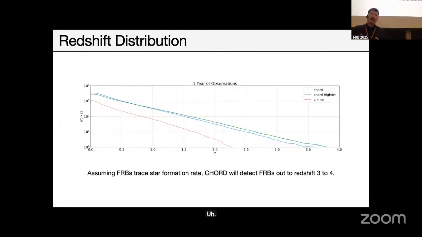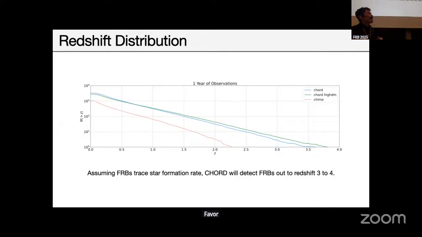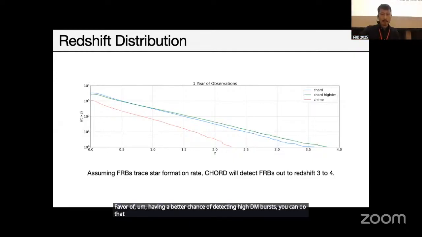This is the number of FRBs detected above a given redshift for 1 year of observation for CHORD, the high DM optimized CHORD, and CHIME. And you can see that CHORD will have a significantly larger horizon, detecting events out to redshift 3 to 4. And you can modify that slightly by optimizing the search in different ways. If you want to lower the overall detection rate in favor of having a better chance of detecting high DM bursts, you can do that to some extent.